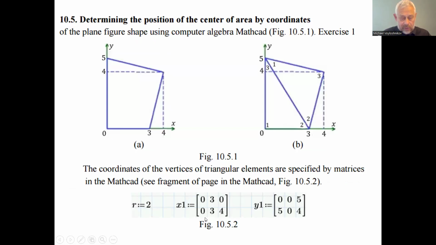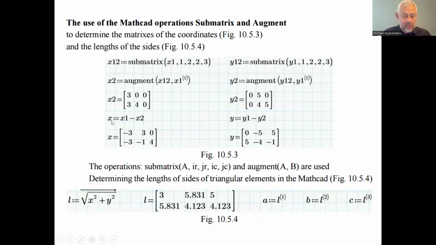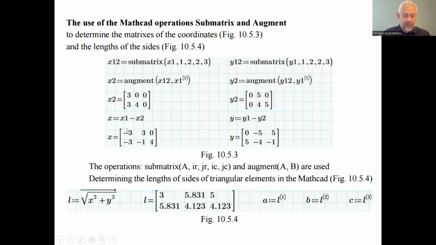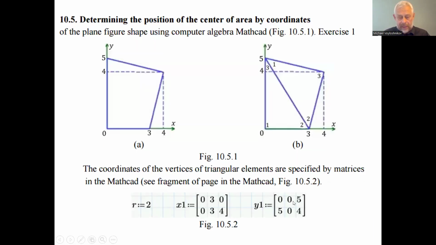with another location of the columns than matrix X1, we can find the difference of the matrices, X1 minus X2. From the first one, we subtract the second one. We'll have the matrix X of projections of the sides of the triangles: the first row is the first triangle, the second row is the second triangle, projections on the coordinate axis of the sides of these triangles. We do the same for the ordinate matrix.